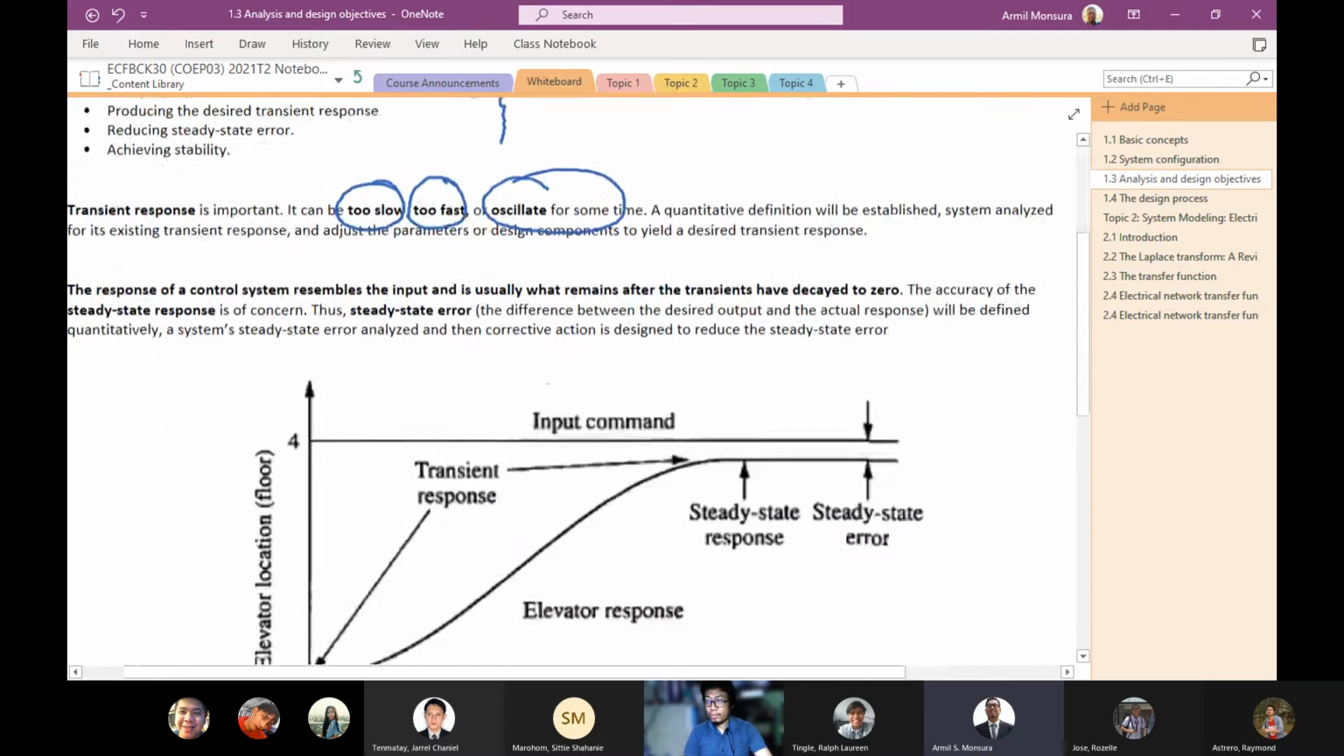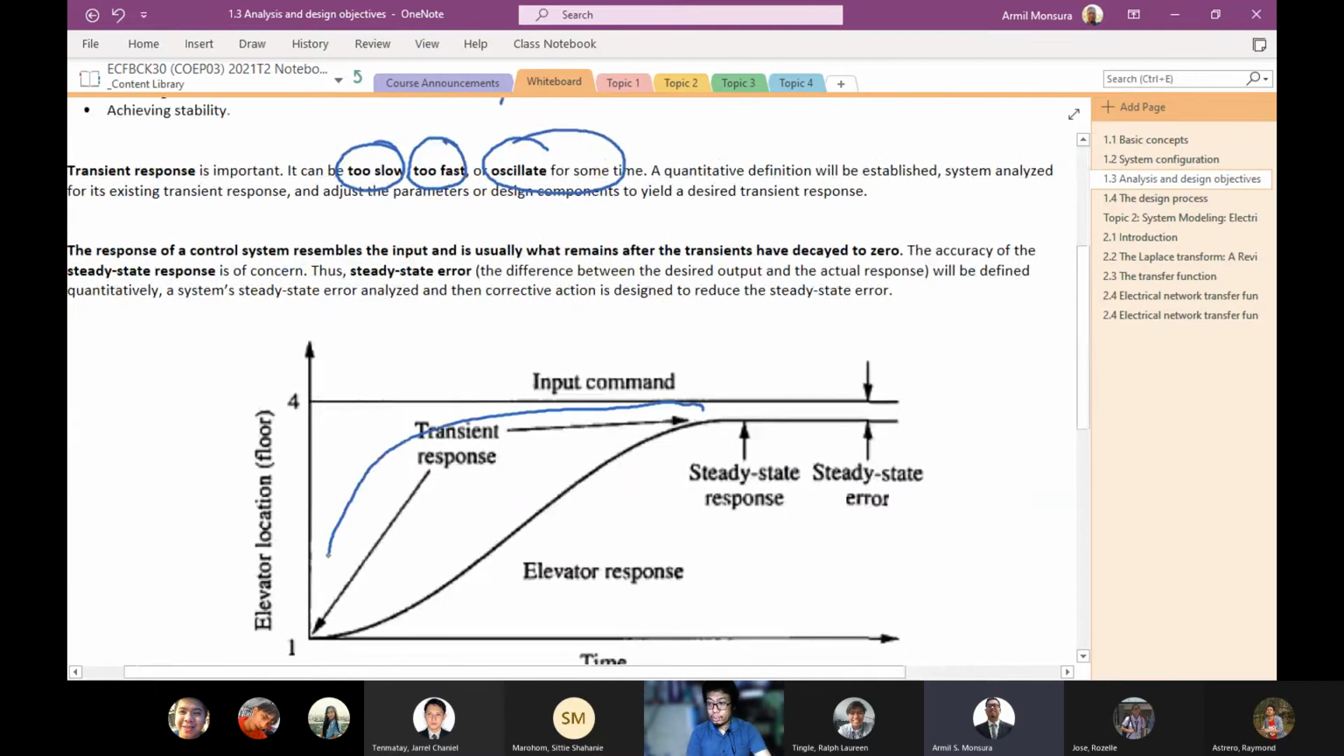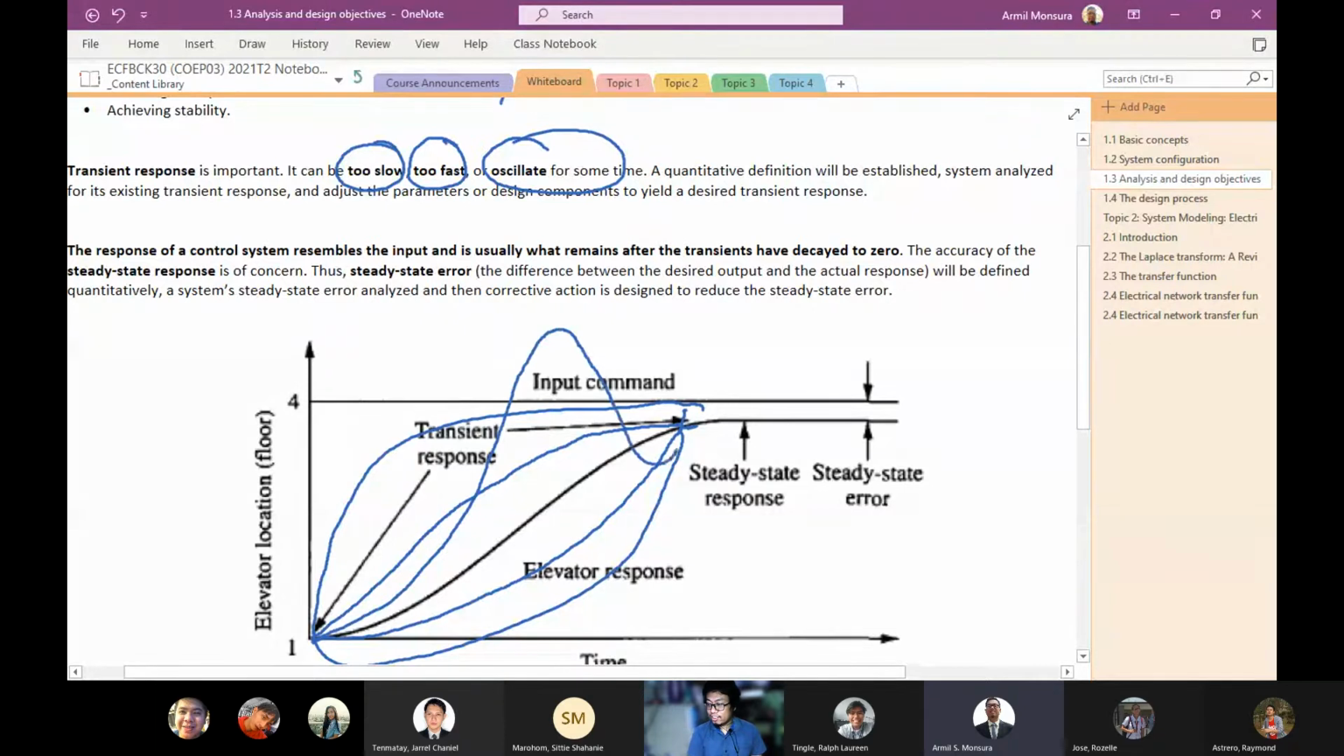Okay? So yung part ng response niyo in which your system is ought to react to a certain input. Okay, that is the transient response. Okay, so gaano ba kabilis yan? Maaaring masyado siyang mabilis. Okay, o kaya masyado siyang mabagal. Okay, and so on. So that is transient response. O kaya baka maaaring sumusobra siya dun sa input command nyo. Okay, and so on. Okay, that's transient response.